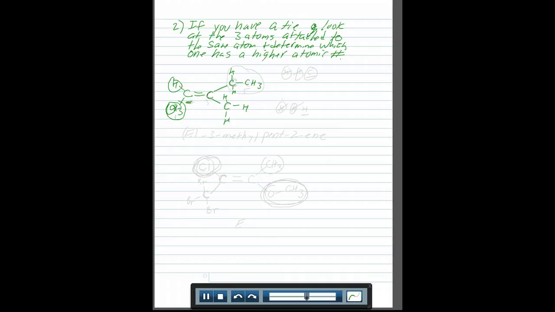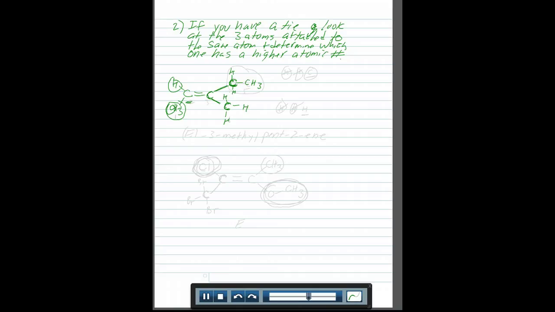Let's look at the next carbon. Notice this carbon's attached to a carbon, and it's attached to another carbon. So we have a tie. Obviously, neither one of them has a higher atomic number because they have a tie. So what you do is you look at the 3 atoms that these atoms are now attached to. If you have a tie, look at the 3 atoms attached to the same atom and determine which one has the higher atomic number. The same atom meaning this carbon and this carbon are the same.